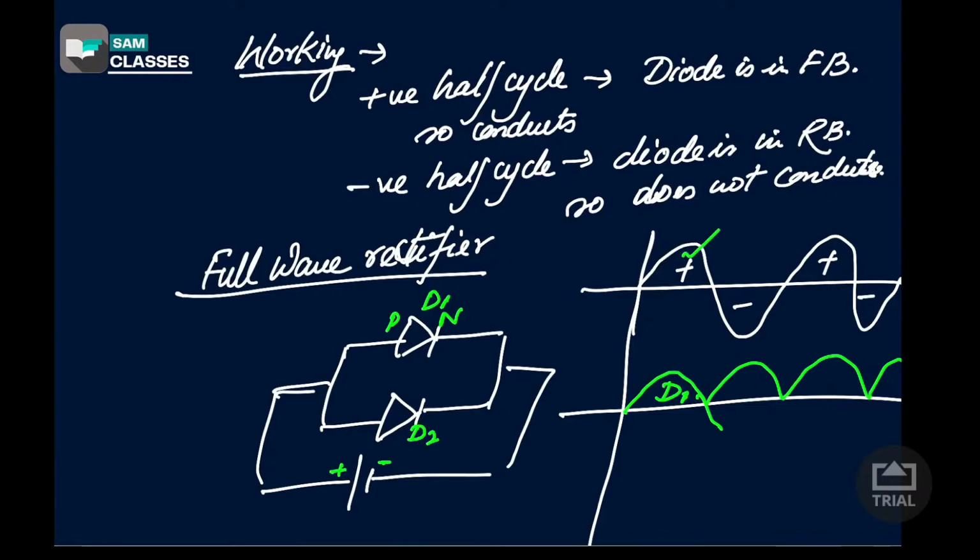Now in the second case, students, what happens? The polarity changes. Now this is like this. This D2 will become forward biased and we'll get the current from D2. Clear? Again in the second case D1, again D2. So this way we'll have constant DC current.